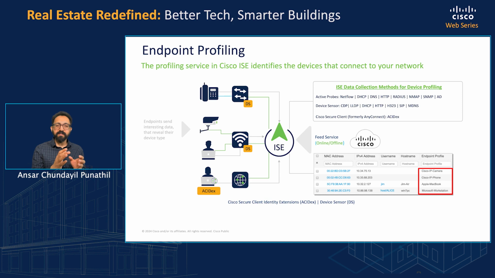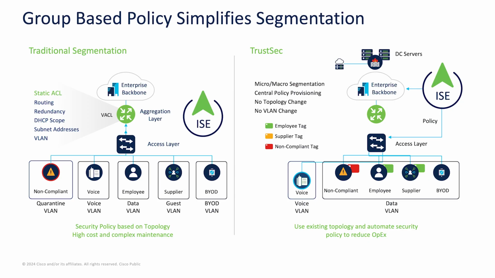By probing endpoints, ISE collects comprehensive data such as device IP addresses, device types, network configurations, as well as communication patterns, and it enables building a rich database of attributes. That can then be utilized to classify devices into specific endpoint profiles, such as Cisco IP cameras, Cisco IP phones, Apple MacBooks, and Microsoft workstations, and so on. Let us shift our focus to leveraging this visibility to implement more robust segmentation and access control policies.